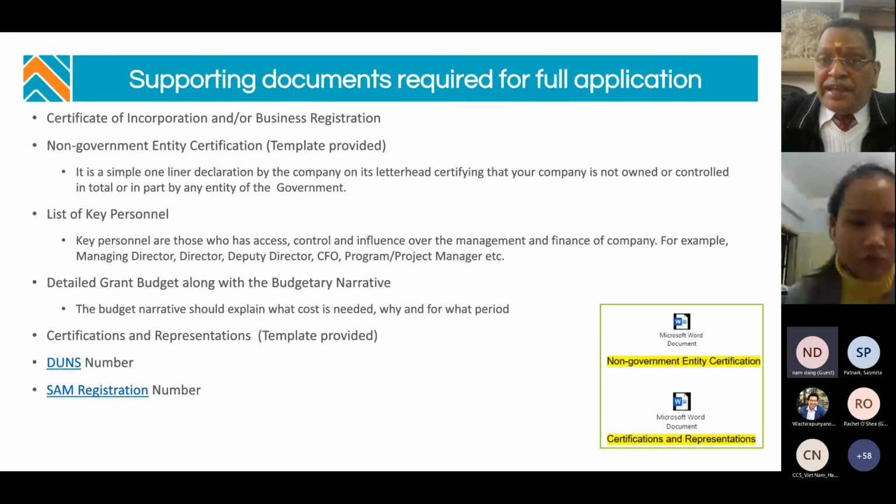In case your organization has one, it's excellent. If your organization does not have one, I have provided the link here. You can just click on the link, and there is a very simple process to apply for DUNS and apply for SAM registration. It is strongly recommended that you apply for them so that your application is considered.